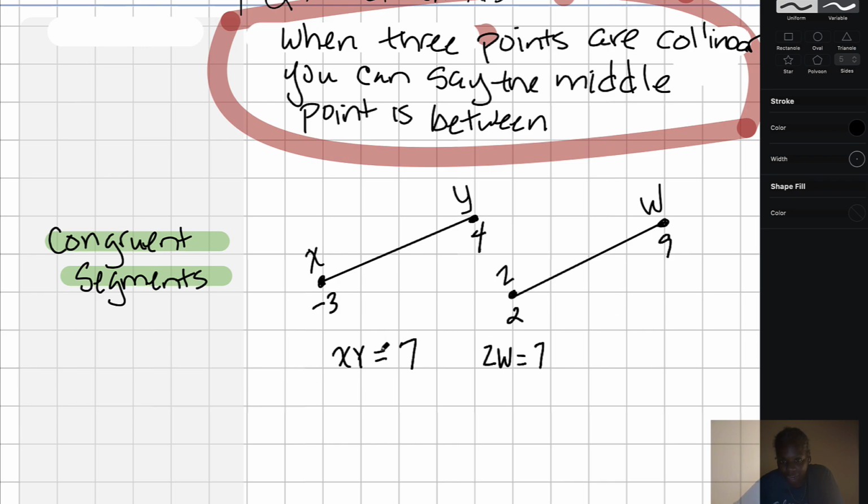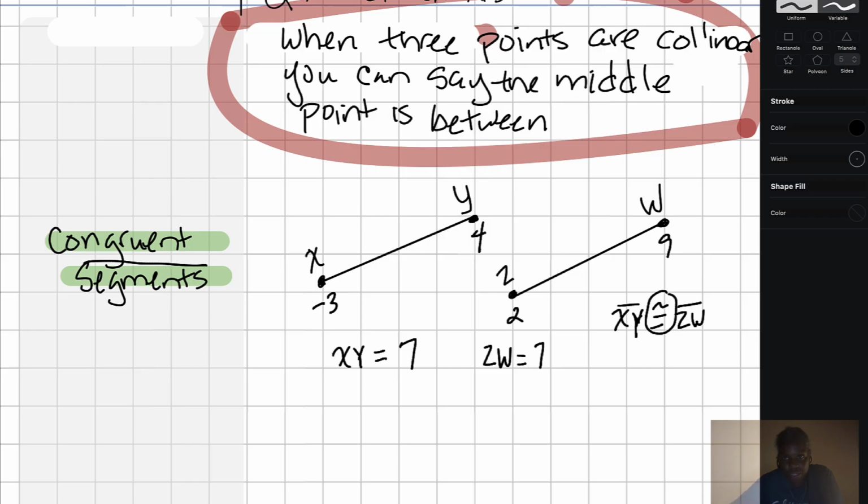So here's what I would write, realizing that they've got the same length. I would write segment XY. Now I'm putting the line at the top so I can talk about the segment, is congruent to segment ZW. Notice the line is at the top, and I do the equal sign with a squiggly line. This sign literally means congruent, okay?